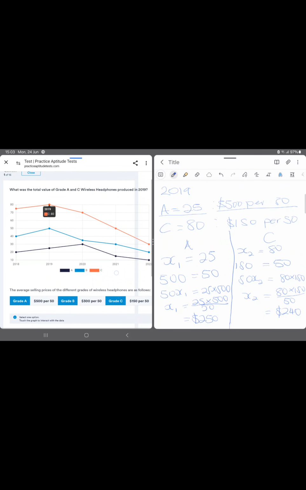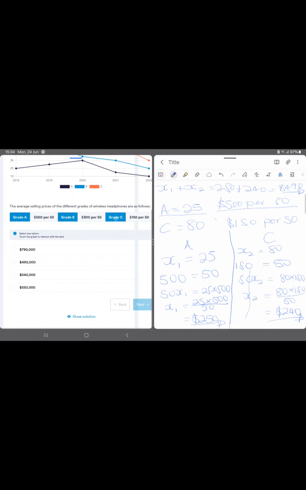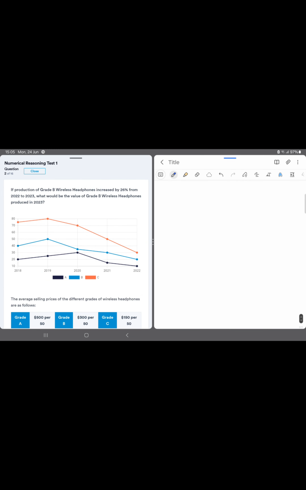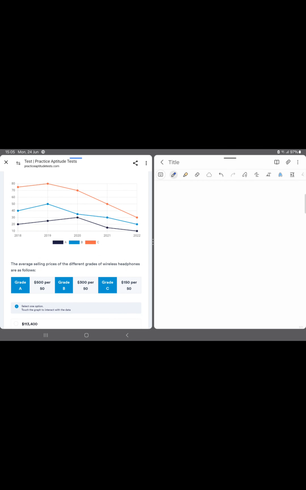So since the question says the total value for both grade A and grade C, that means we have to add both these values that we have gotten. I will just write here: x1 plus x2 is equal to 250 plus 240, which gives us 490. Then we will go to our options here, and we can see that 490 is here, so we'll have $490,000. Okay, so we'll go to the next question.